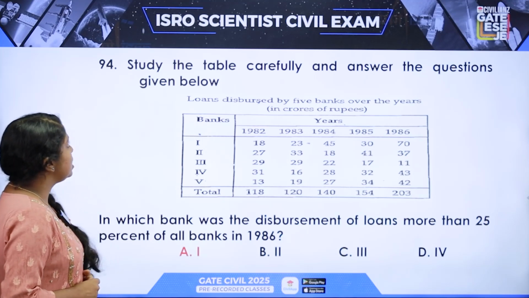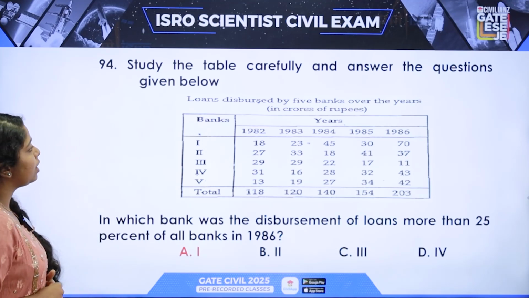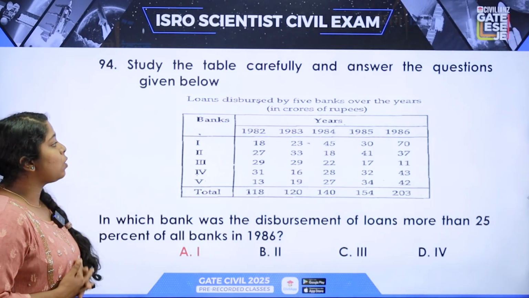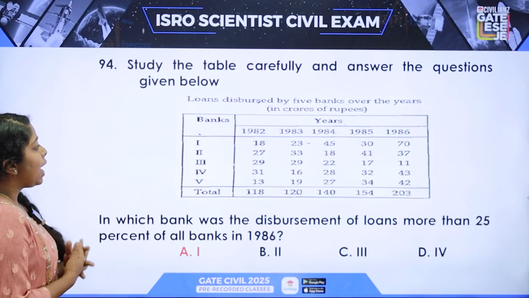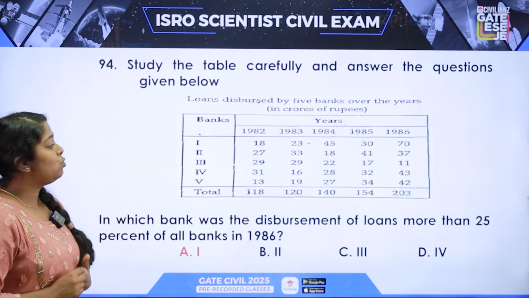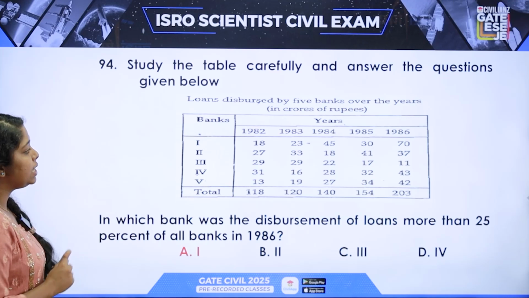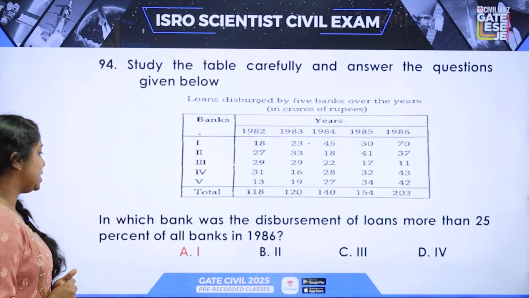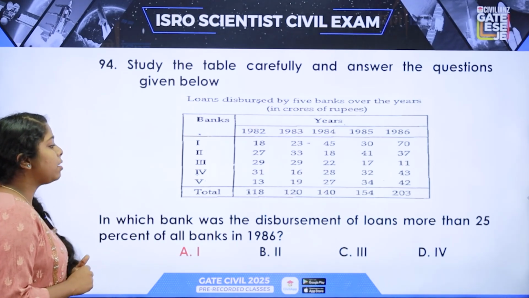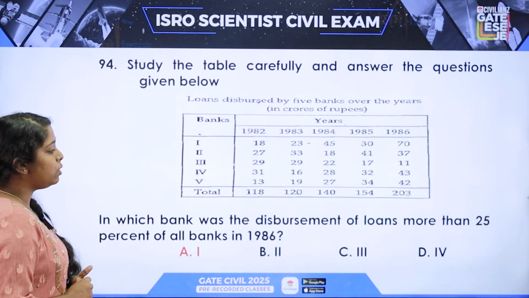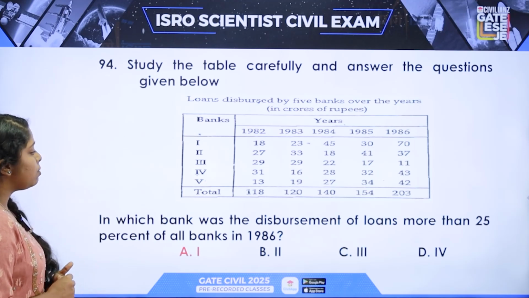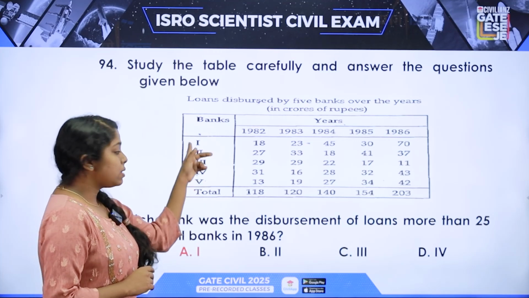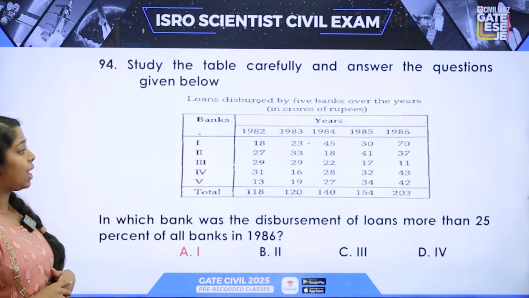Now moving on to the next question, that is the 94th question: study the table carefully and answer the questions given below. We have been given the loan disbursed by banks over the years in crores of rupees, and the banks are bank 1, bank 2, bank 3, bank 4 and bank 5, and the years are 1982, 1983, 1984, 1985 and 1986. What we need to find is in which bank the disbursement of loan was more than 25% of all banks in 1986. On solving, we will obtain that the right answer is bank 1, that is option A.